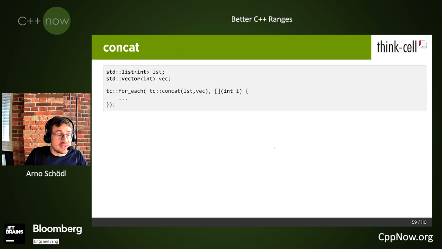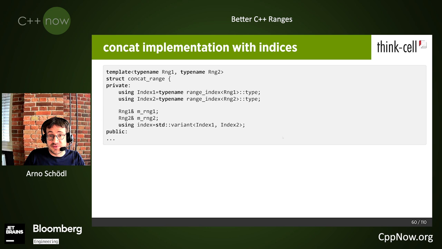Now, this internal iteration is not only good for things where you don't have iterators. It can also improve performance. One good example is concat. Concat would concatenate the items of two ranges. Here I have two containers, a list and a vector, and they are being concatenated. If you write such a concat range with indices or iterators, it would look something like that. Your index of the concat range would be a variant of the two indices of the underlying ranges, and you would essentially be either in one range or in the other with your iteration. So that's why you have this variant.